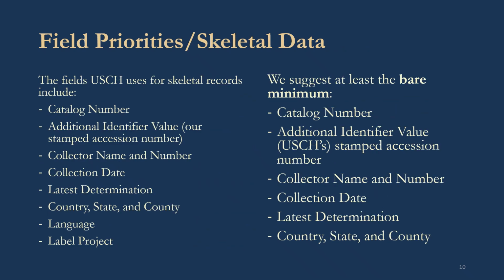If data processors are doing skeletal data, we suggest prioritizing catalog number, additional identifier value, USCH's stamp accession number, collector name and number, collection date, latest determination, country, state, and county. This prioritized skeletal data will allow SCDNR and other groups using herbarium data from Symbiota and data aggregators such as GBIF to better understand the number of records versus the number of unique occurrences.